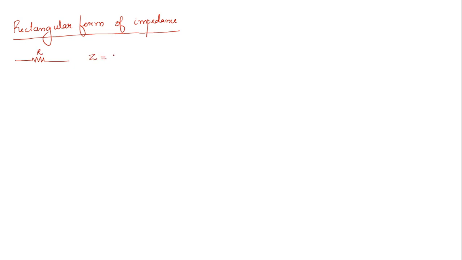is represented in the rectangular form as R plus j0. If you are only having an inductor, the inductor will offer an impedance, and this is represented as 0 plus j into XL, where XL is known as the inductive reactance, which is equal to L into omega, or we can also write it as 2 pi f into L, where 2 pi f is omega itself.